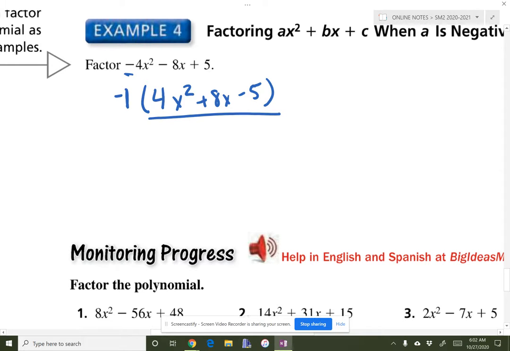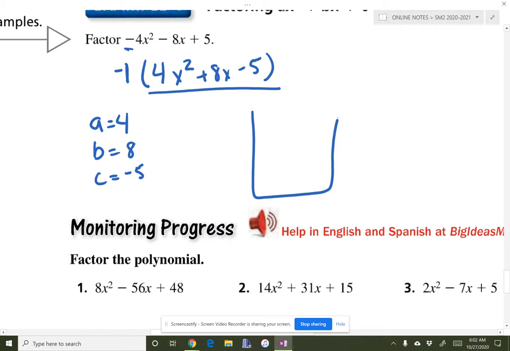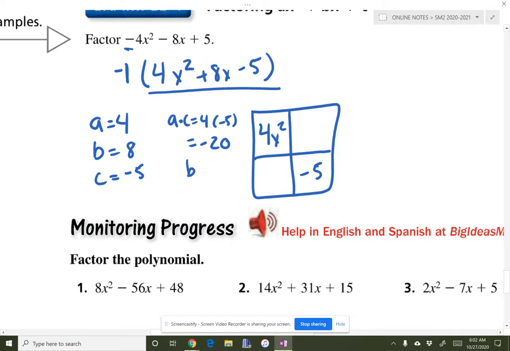Because I took the sign out, it changes all my signs. So now I'm just looking at this. Okay? So my A is 4, my B is 8, and my C is -5. Okay, I'm making my box. And I'm making my box with my new polynomial. 4x squared, -5, and now I need to find my numbers for the other two boxes. A times C is 4 times -5, which is -20, and B equals 8.